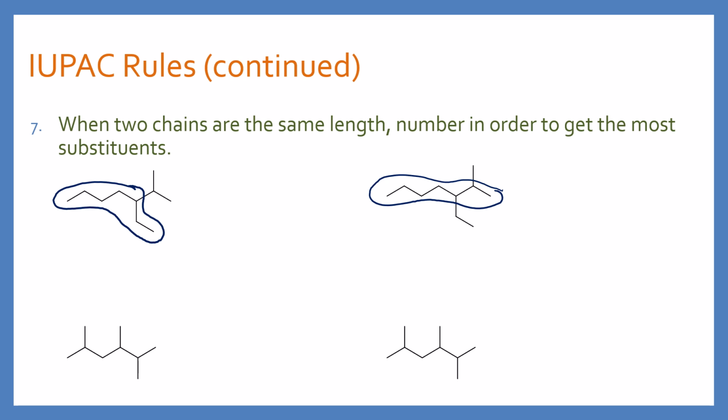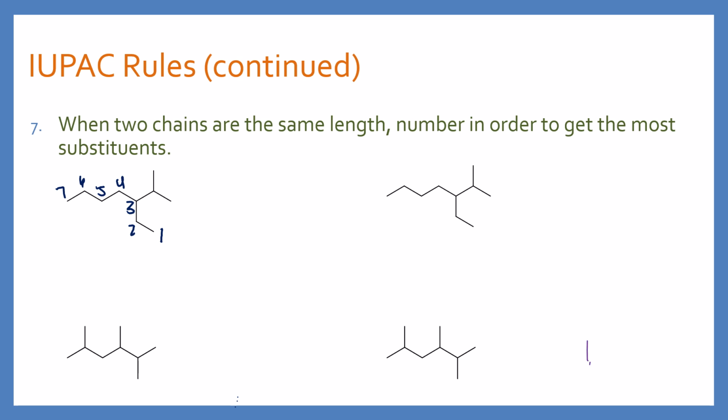So for this top one, we have these two different longest possible chains. Let's go ahead and number them. So if I started down here, because this is my end closest to the substituent, that's one option. The rule says to number in a way that gives you the most substituents.